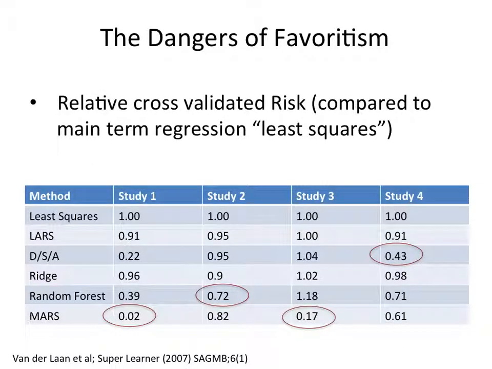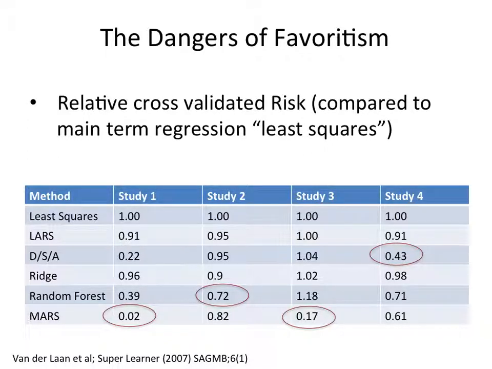Here's just an example of cross-validated risk relative to main terms regression. So other procedures and different studies, they're just different studies, right? One thing about this is I don't have to simulate to see how well it does. I can use the data itself to see how well it does. I can use that cross-validation to get an estimate of how well it does for the data.